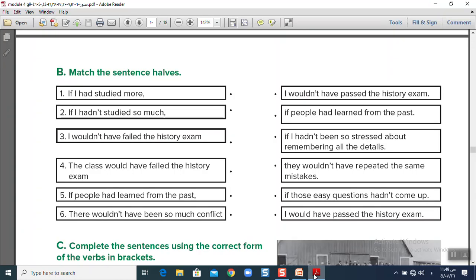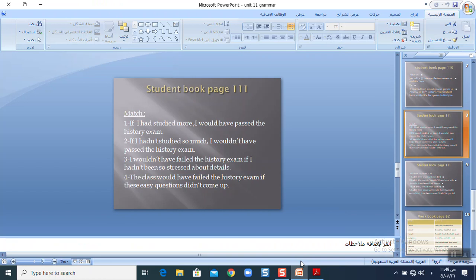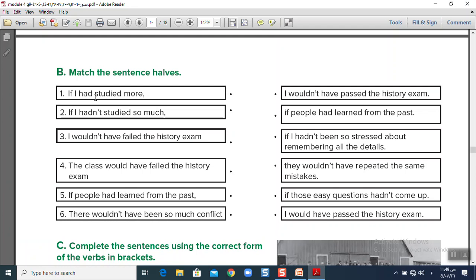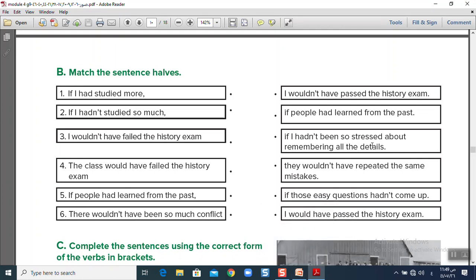If I had studied more, yes, good. I would have passed the history exam. Right? Suitable matching. If I had studied more, I would have passed the history exam. Sentence number 2. If I hadn't studied so much, okay? If I hadn't studied, okay, think about it.